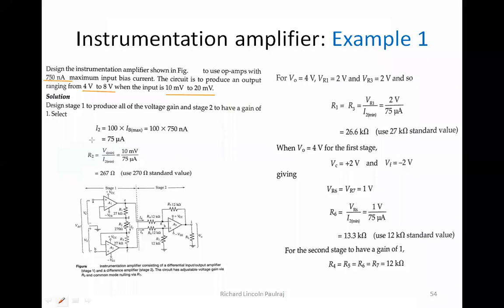Now I2, as we usually do, we take 100 times the IB max. IB max here is already given to us, which is 750 nanoamps, and then I multiply it by 100. Just cross check, are we getting 75 microamps?